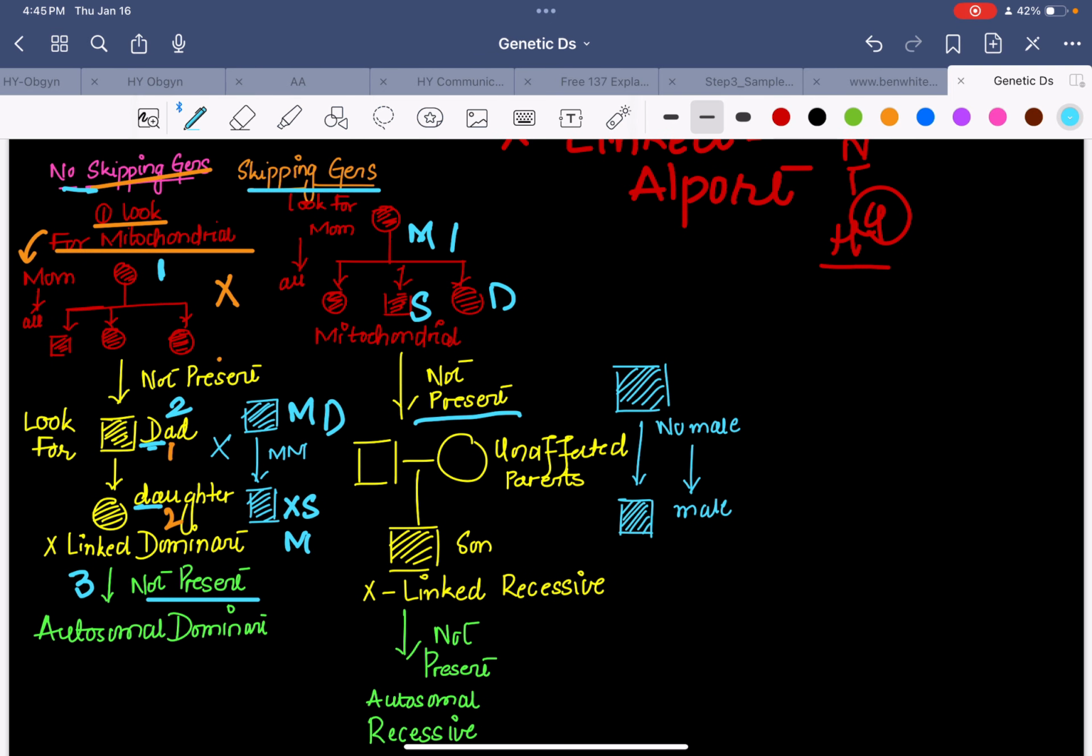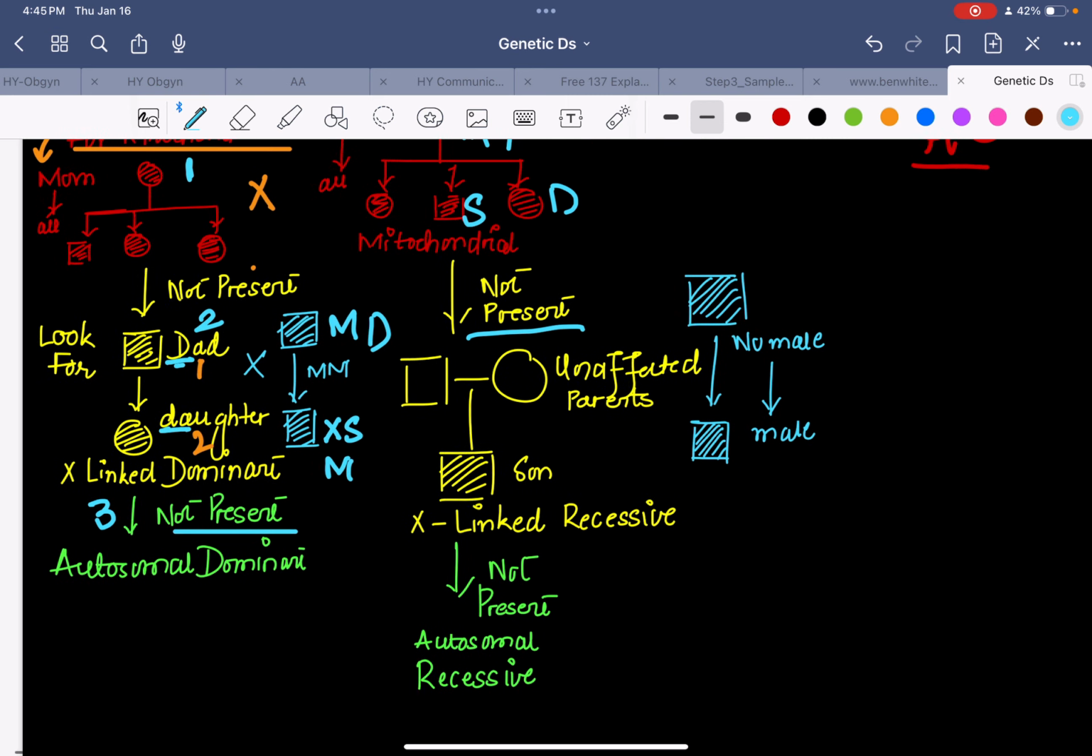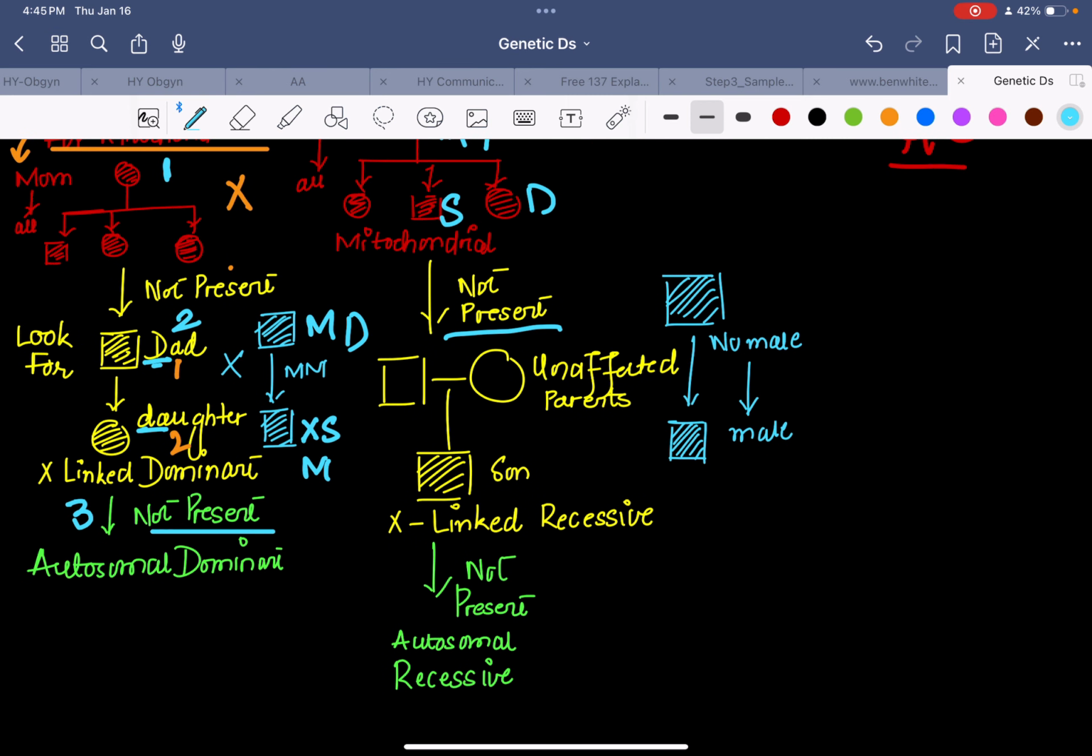If it was not skipping generations, we went through the dominant route. But now in this situation, we find out that it is skipping a generation. And once it is skipping a generation, the pattern is that there are unaffected parents, and the unaffected parents are leading to a son. There is no male to male transmission. But both the parents are unaffected and the son is getting it, which means indirectly that the mom was actually a carrier and was not showing the disease, and the mom has passed it to the son, which means that this type of disease is X-linked recessive.